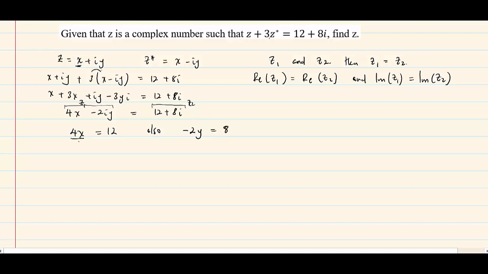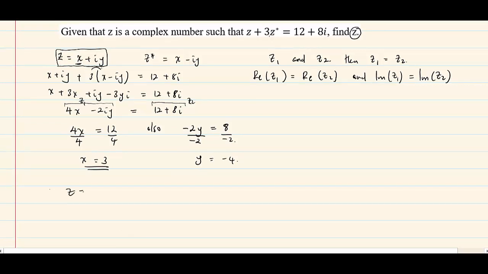Now I can go ahead and solve that. So 4x equals 12 tells me that x is equal to 3, and this I'm going to divide by -2, so y will be equal to -4. Now remember, we are looking for z, and z takes this form that I've told you about earlier. So z must equal, x is 3 and y is -4. So that's your complex number.